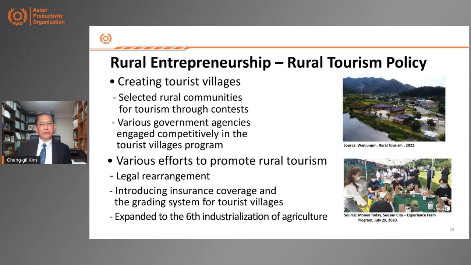And then rural entrepreneurship. I think entrepreneurship is very important for inclusive rural development because it provides an income source. Korean development emphasizes rural tourism policy, so-called green tourism, very similar terminology. I think the first one is creating a tourist village. This one is a typical tourist village, a picture in Korea, a rural community selected for tourism through a contest.